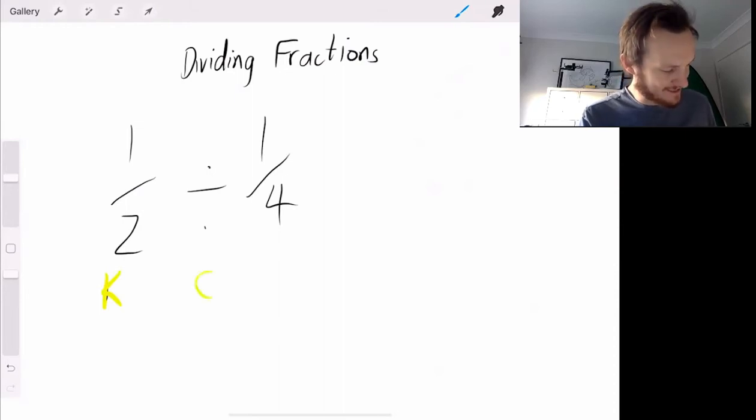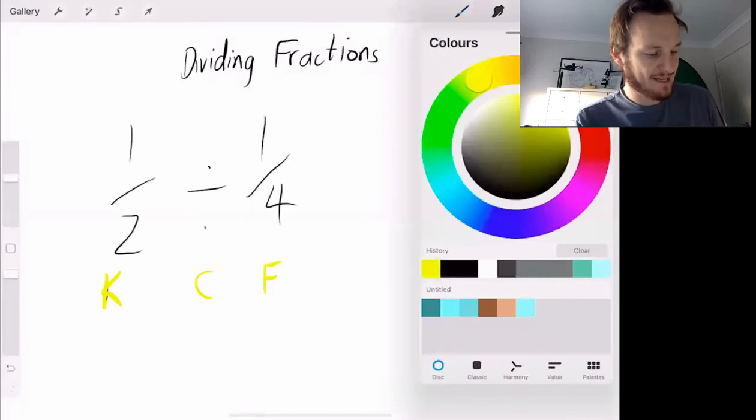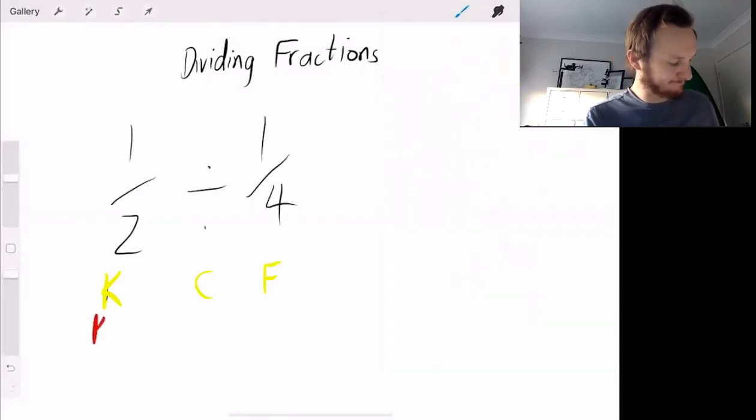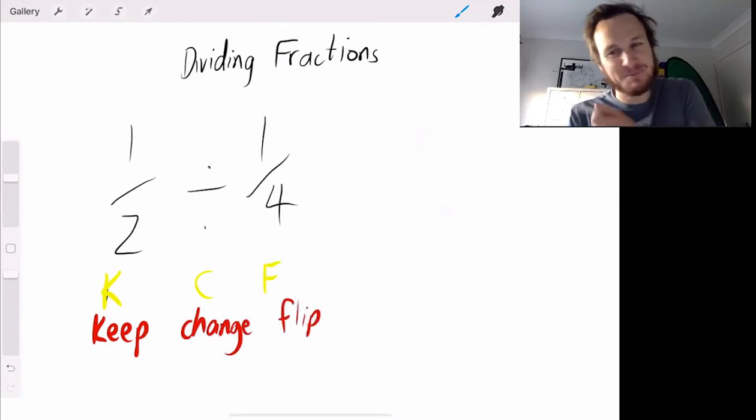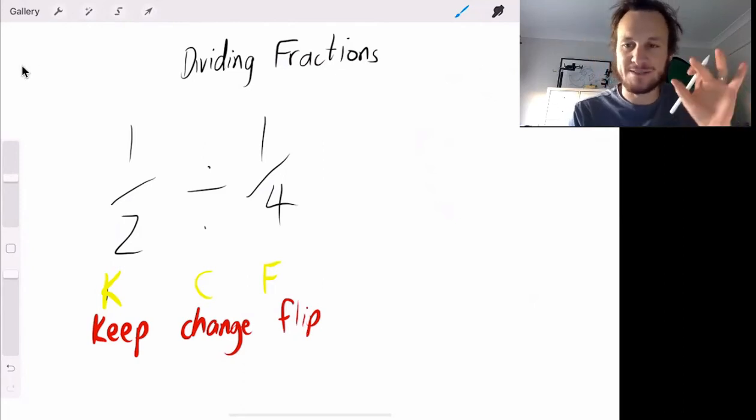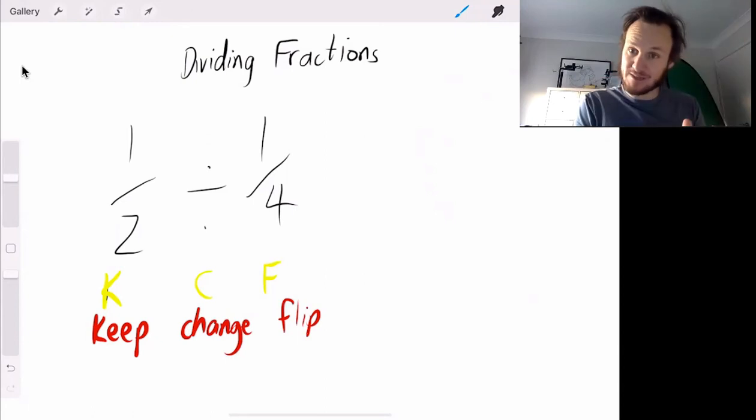K, C, F. Now, what KCF stands for is keep, change, flip. Okay. Now, I wish it was KFC. That would be so much better for my acronym that you'd always remember, but unfortunately it's not. So it's KCF.